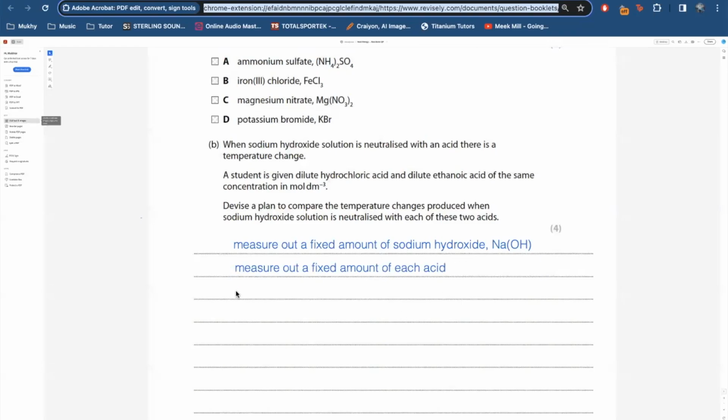Add the fixed amount of each acid to the sodium hydroxide. No, no, no. Before we do that, what did you say we should measure? Measure our beaker. Oh, yeah, measure the temperature. Yep. So after measuring the temperature, you add both of them, stir and mix, and then see what happens when you change the temperature. Does that make sense? Yeah. So: measure temperature, mix and stir each one, and see what happens when the temperature changes.